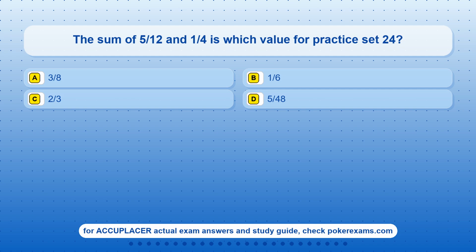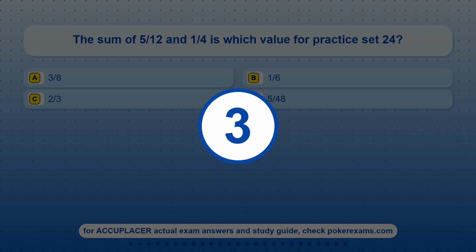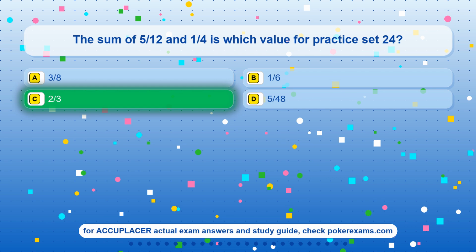Question 9. The sum of 5/12 and 1/4 is which value for practice set 24? Option A, 3/8. Option B, 1/6. Option C, 2/3. Option D, 5/48. The correct answer is option C, 2/3.